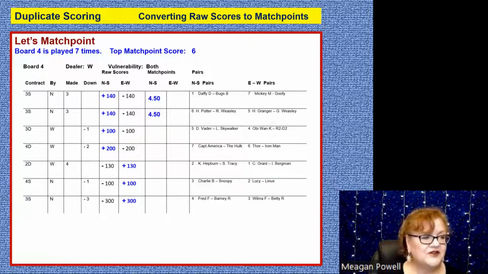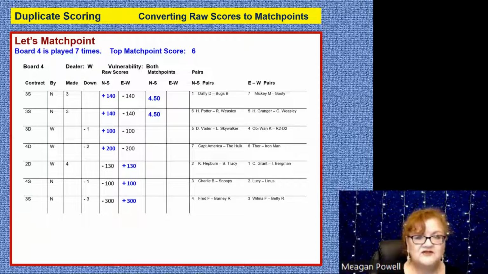All right, let's go down to the third line. This is Darth Vader and Luke Skywalker. They have a positive 100. So how many other pairs did they beat? Well, they did not beat line one. They did not beat line two. Those positive scores are higher than Vader and Skywalker's positive 100. So they didn't beat them. They also did not beat the next line, positive 200.